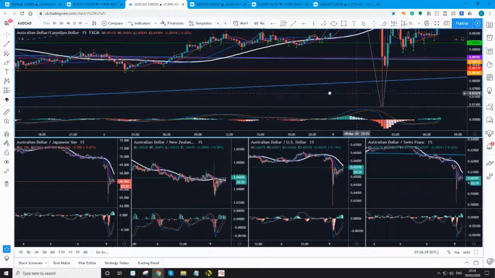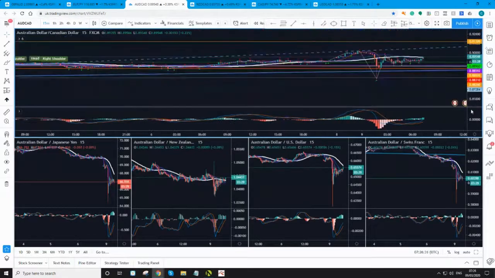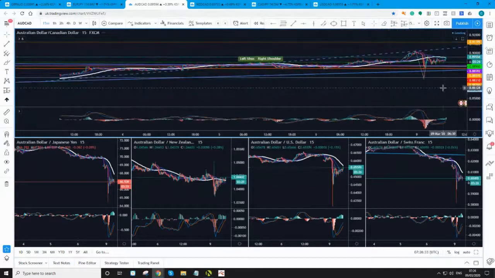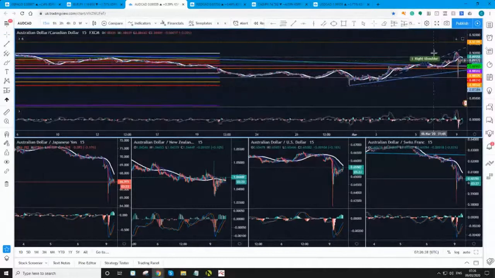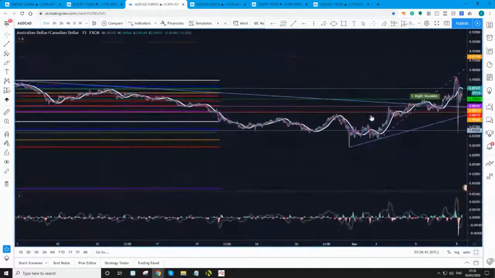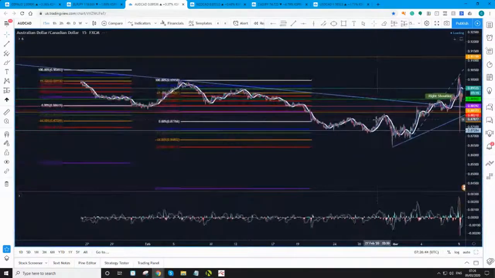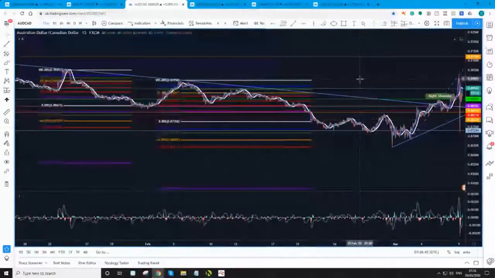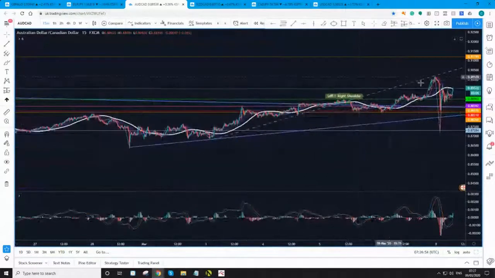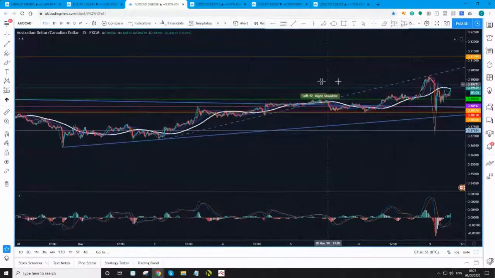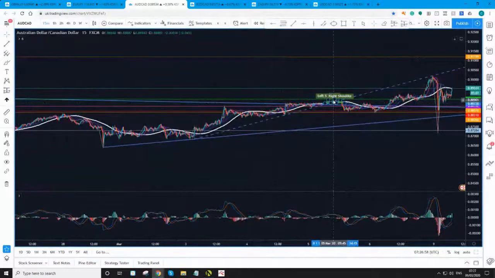Let's take a look at the Aussies quickly in the last few minutes we have here, just see what's going on there. Okay, so we had a reversal here on Aussie Cad. Take a look at that. Previous A at 0.8995, and you can see where that's been taken out. I can clean some of this up.